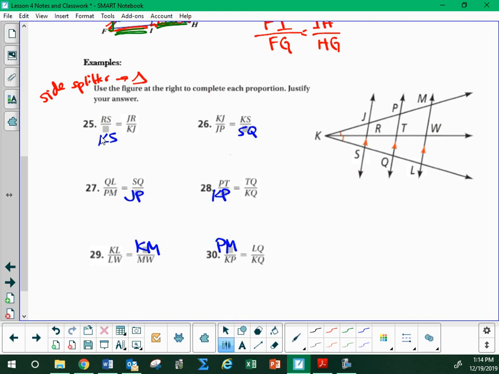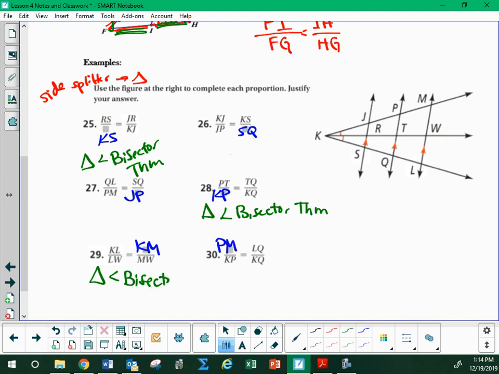So for number 25, we had triangle angle bisector theorem. Did we have that for any other ones? Yeah, I think so. Which one? 28. 28 was also triangle angle bisector theorem. Any others that had triangle angle bisector theorem? 29 was also triangle angle bisector theorem. Pretty much anytime you're using the sides and bottoms of that angle being bisected.